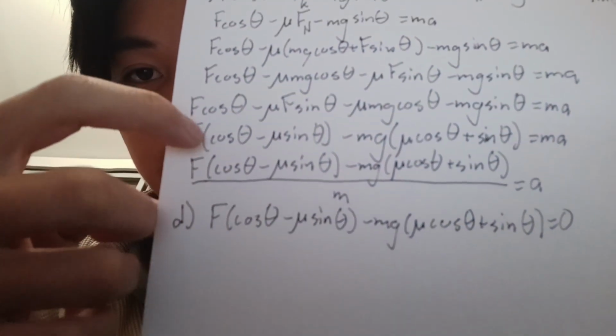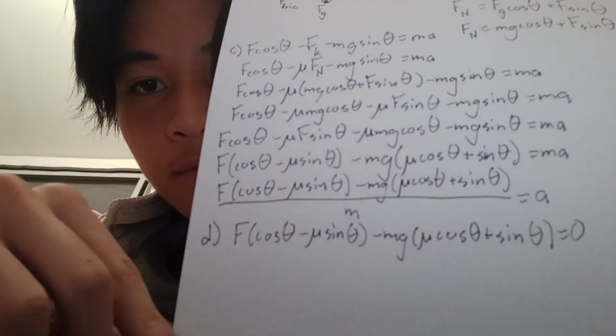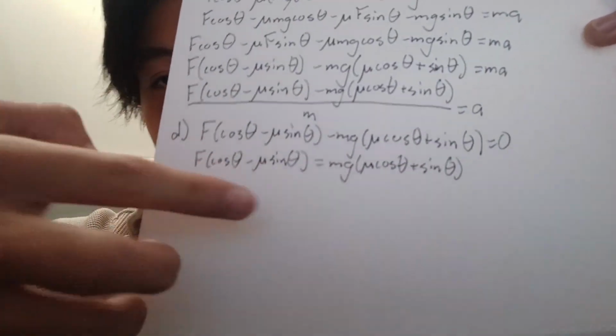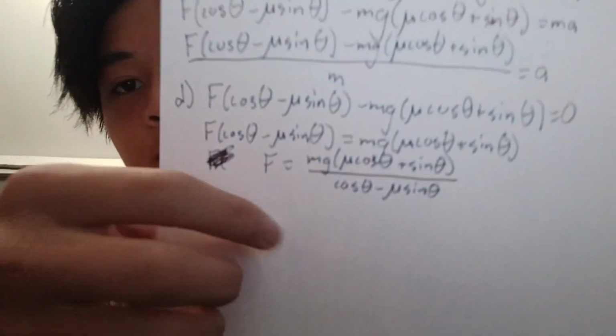So here, just the same thing as this one, but we set it equal to 0. And then from here, to solve for F, we can just add this over to the other side to get this, and then divide by this. Just like this, right? So this is the expression for F.